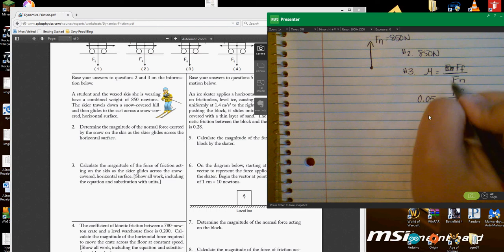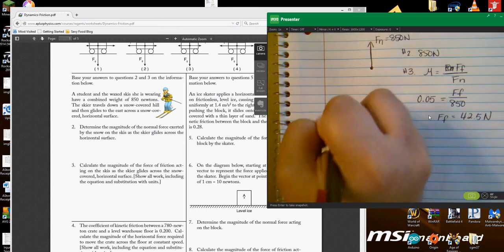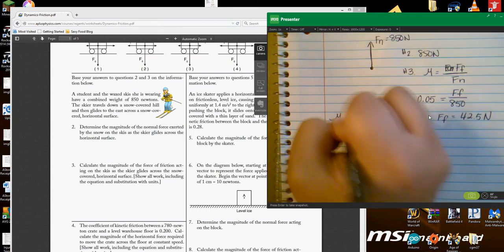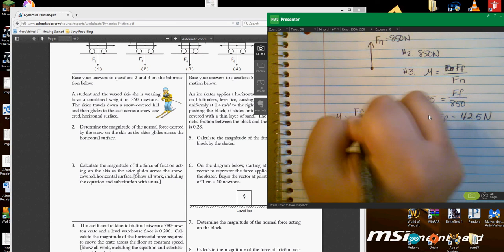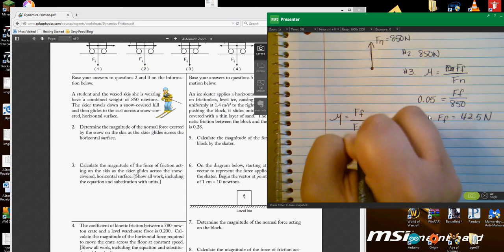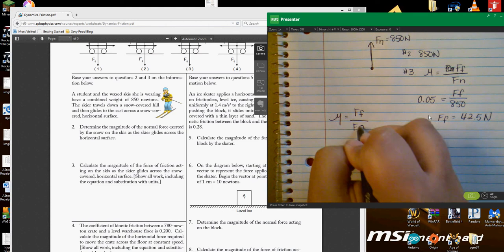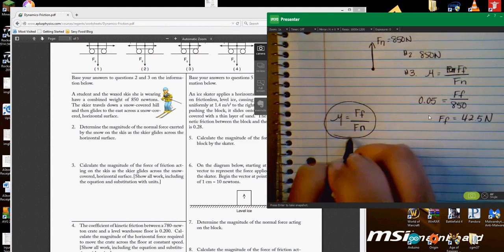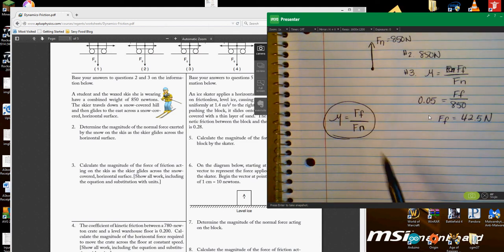So you don't have this equation. Let me rewrite this again. So you have mu is equal to force of friction divided by the normal force. And this equation is not on your reference sheet, and so you need to make sure that you add that onto it.